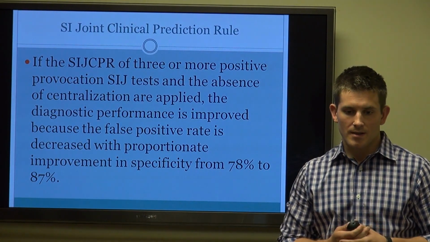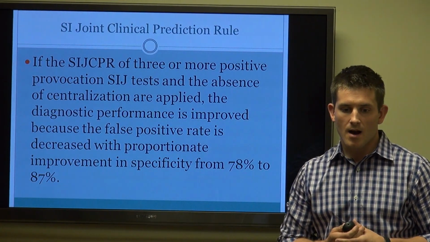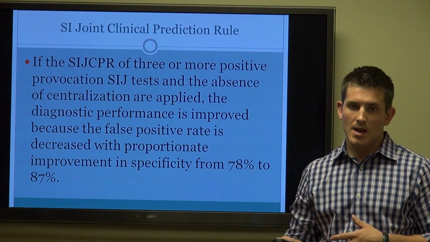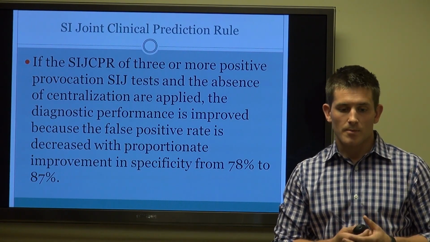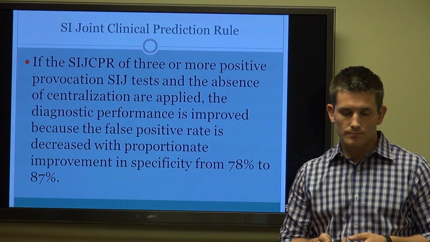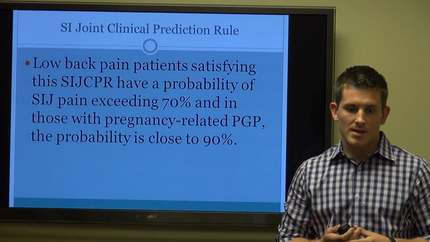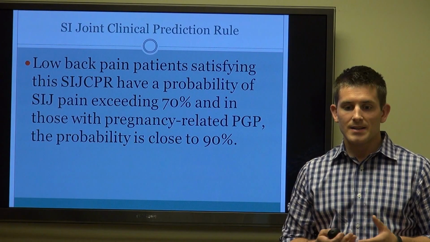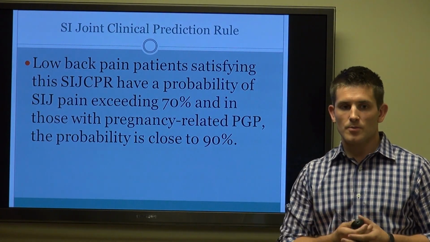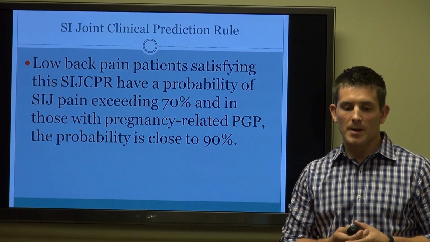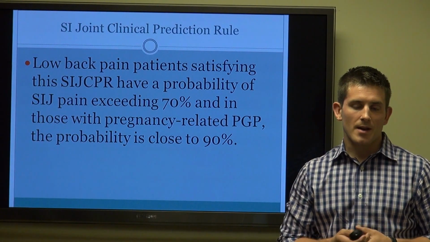Their statistics say that the false positive rate is decreased, with specificity increasing from 78% to 87%. So basically low back patients that satisfy this criteria have a probability exceeding 70%, and if we apply this to pregnancy-related low back pain, it's probably closer to about 90%.